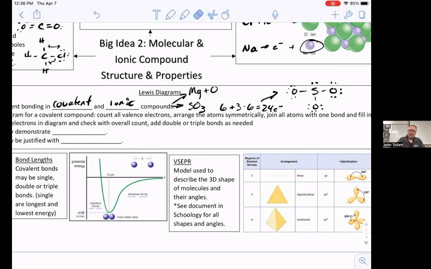What I would do is remove these 2 and then create a double, so 2 pairs, sorry. So I remove 2 from the sulfur and 2 from the oxygen on the right, and I'll make a double bond there and create that resonance structure. This would have multiple structures, of course, and I could redraw sulfur trioxide in 3 different ways.